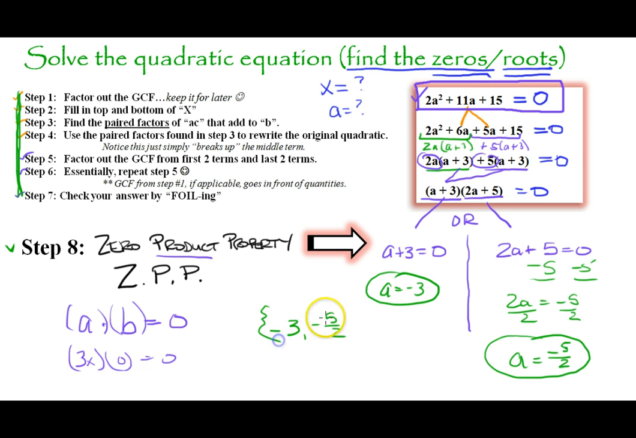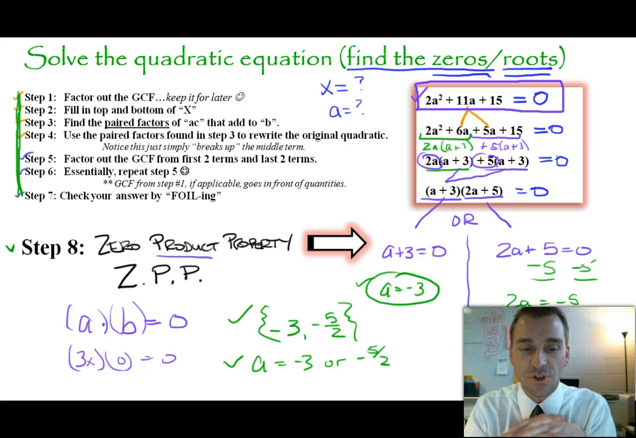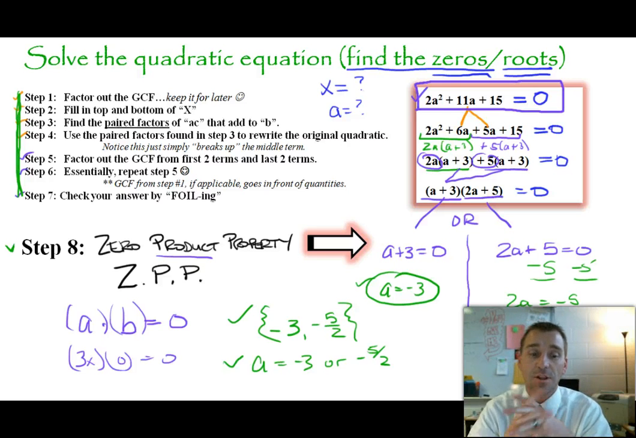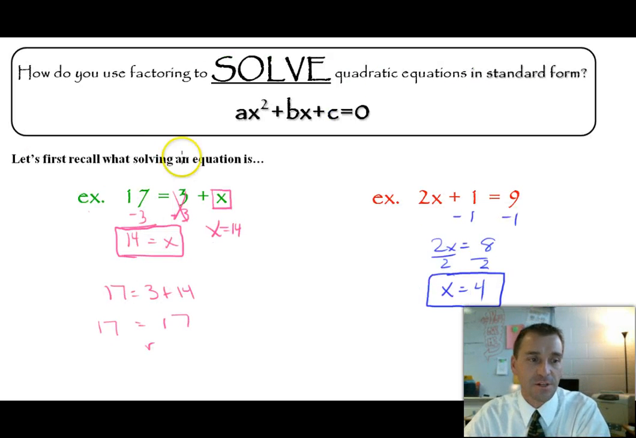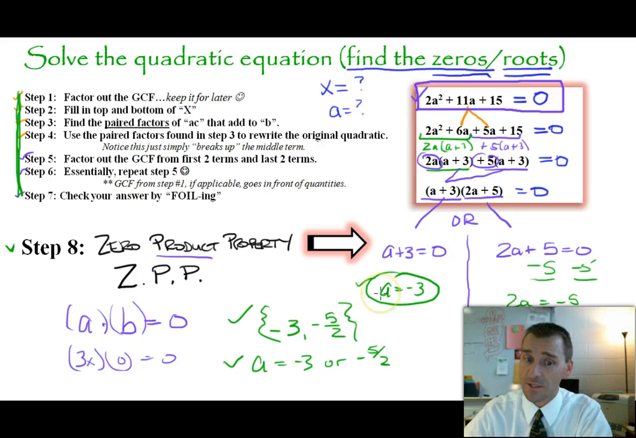Sometimes you'll see it written like this, sometimes you'll see it written like I did, where it's just -3 or -5/2. Sometimes you'll just see it written like I've circled. This is a legitimate answer, these are legitimate answers. They're all the same exact thing. So you've got two solutions. It's a little different than what we did back in the first ones, where we only had one solution, X was 14, or X was 4. Over here, we got two possible solutions, -3 and -5/2.